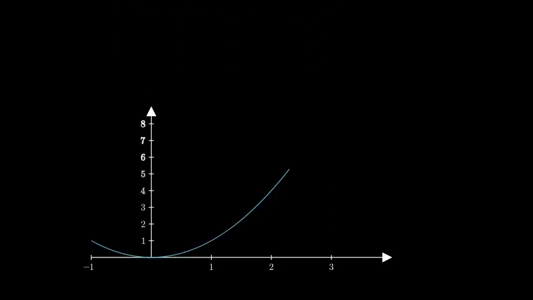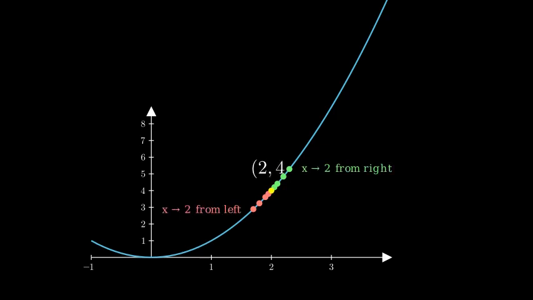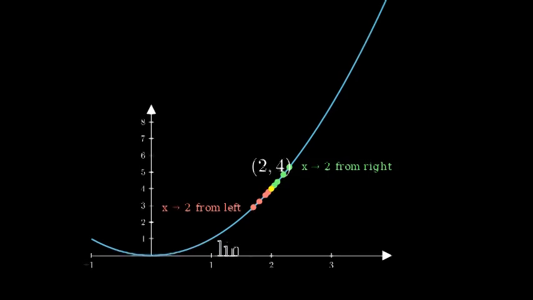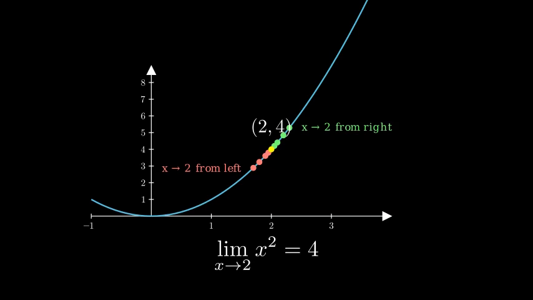Consider the function f of x equals x squared. If we want to find the limit as x approaches 2, we look at values of f of x when x is close to 2. As x approaches 2 from the left, f of x approaches 4. As x approaches 2 from the right, f of x also approaches 4. Therefore, the limit of x squared as x approaches 2 is 4.